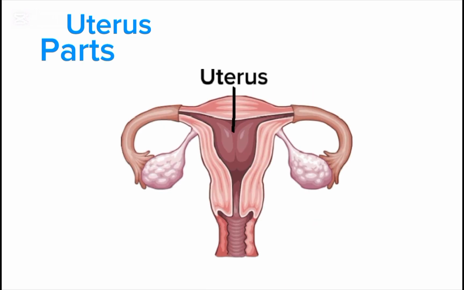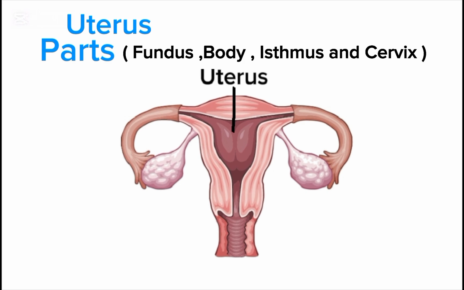There are four anatomical parts of the uterus. This uppermost and dome-shaped section of the uterus is fundus, and it lies above the opening of fallopian tubes. This central and largest section is body, also known as corpus. It contains the uterine cavity. It is the site of implantation and fetal development.